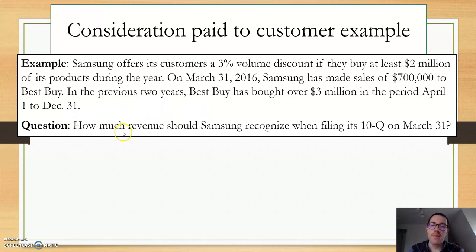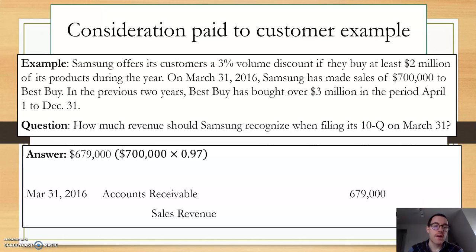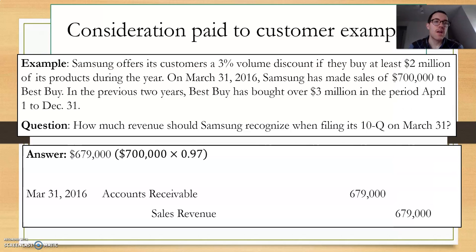The question is, how much revenue should Samsung recognize when it files its quarterly report on March 31st? Because at that point, Best Buy has not yet surpassed the $2 million mark. Well, again, we use accrual basis of accounting. We're going on our best information. We're going to assume they will surpass the mark, and we're going to go ahead and recognize just 97% of that 700,000, or 679,000.